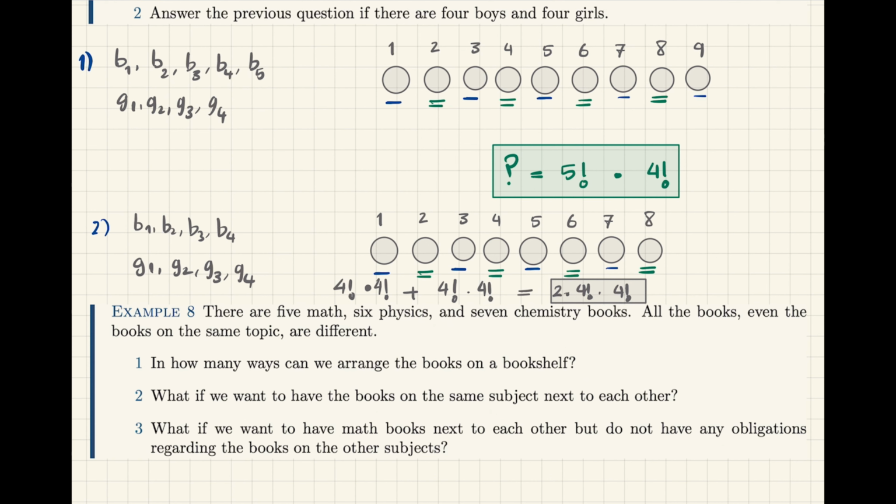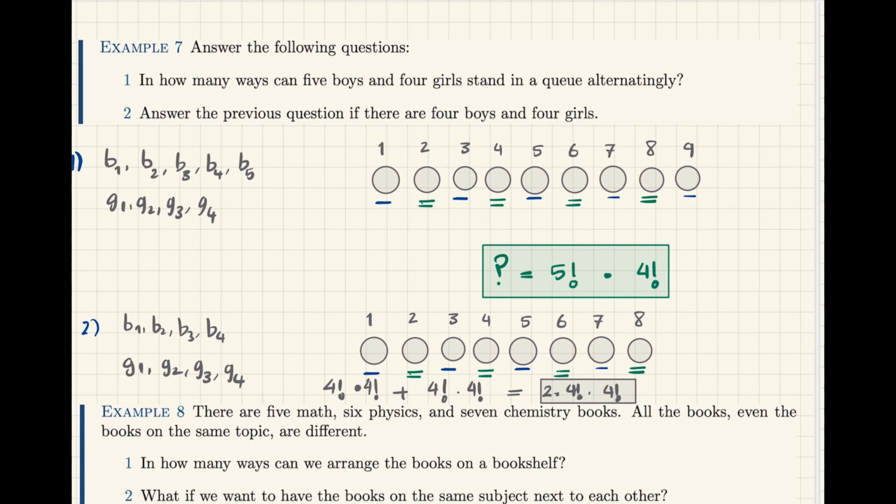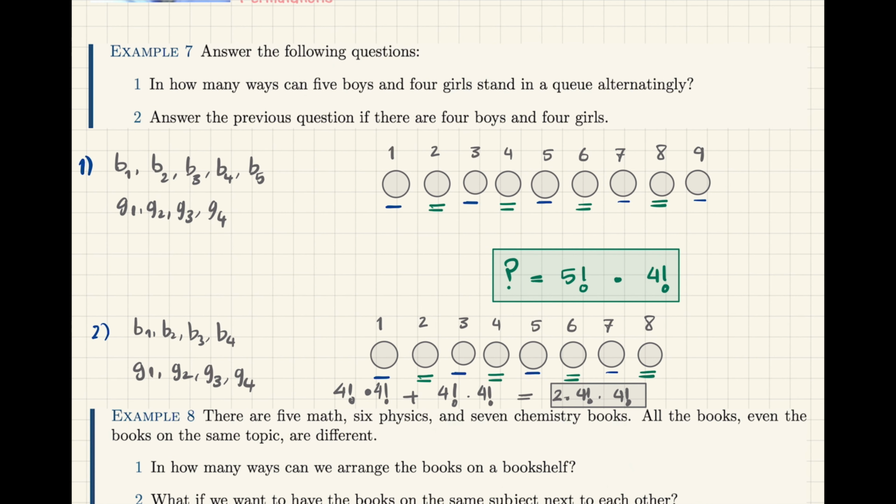Okay, so here, of course, if the difference between these two groups of people is more than one, for example, assume that I have 7 boys and 4 girls, it's not possible at all to arrange them alternatingly.